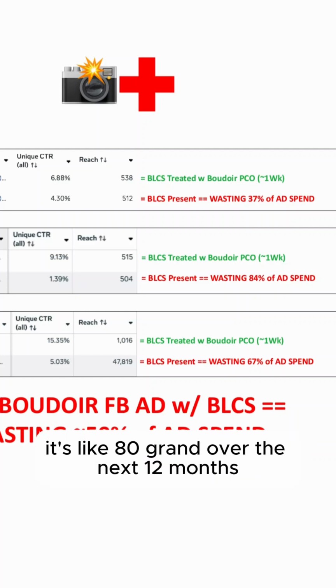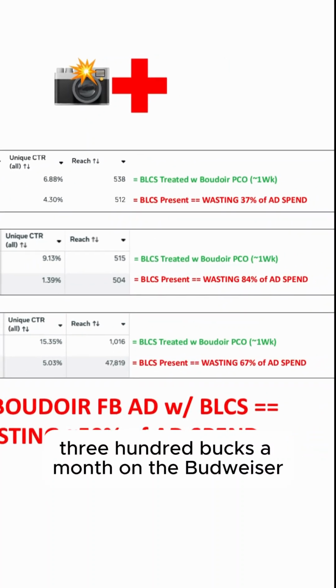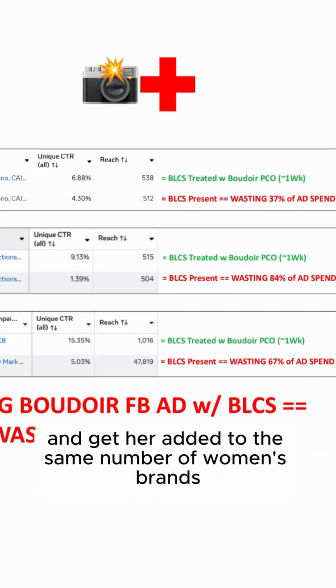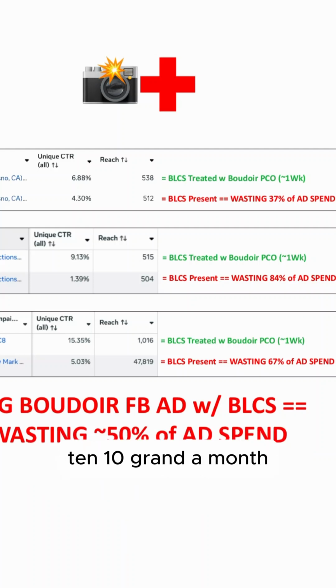It's like 80 grand over the next 12 months. It's kind of like a phantom bonus. And we can instead spend 3,300 bucks a month on the Boudoir Pico treated ad and get our ad into the same number of women's brains at 3,300 bucks a month, compared to the original at 10 grand a month.